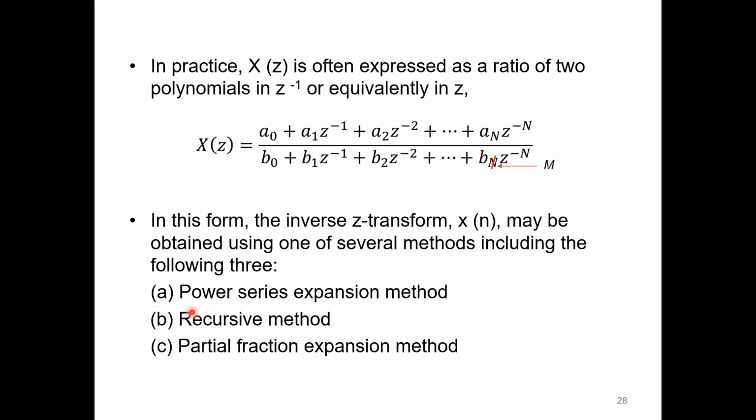There are three techniques. One is the power series expansion method. The second one is what we call the recursive method. The recursive method is, in fact, the power series method itself, but formatted in a different algorithm, easy to code as a computer program or whatever. And the third one is partial fraction expansion. So we're going to look at these three techniques as a recap of the z-transform.